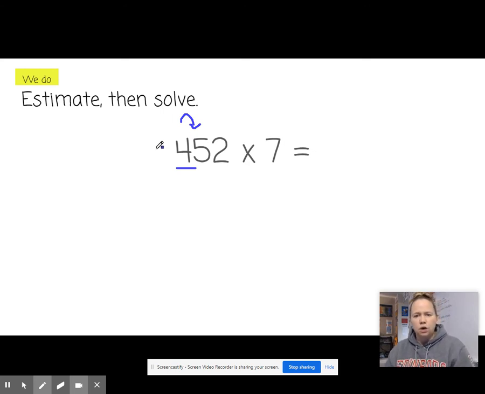It's going to go to the 4 and go, hi-ya! And the 4 goes, whoop! And it pops up 1, remember? So 500. And that makes sense, right? 452 is close to 500.